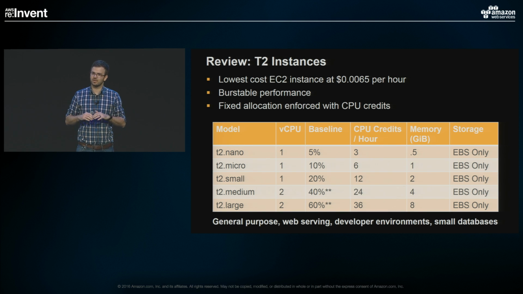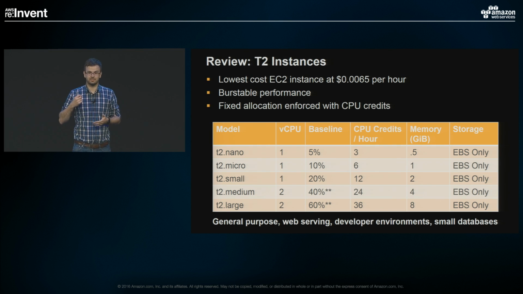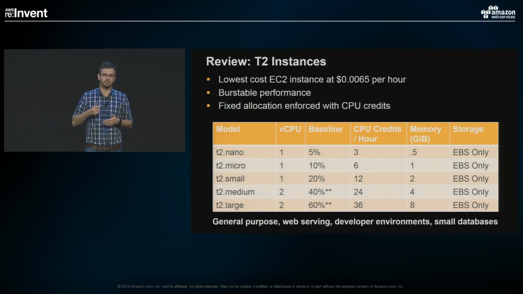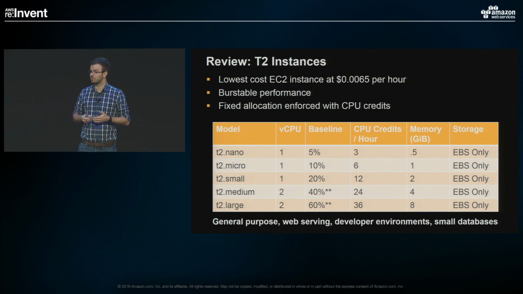With a T2 instance, you start with a baseline level of performance, and you're going to get that all the time on the instance. As you can see, that baseline is different depending on which instance size you go with. But the magic of T2 comes in with the burst credits that allow you to burst above that baseline. We launched T2 instances because we saw that most customer workloads aren't using 100% of the CPU all the time. So using CPU burst credits allows you to get the performance that you need when you need it and not pay for it when you don't.